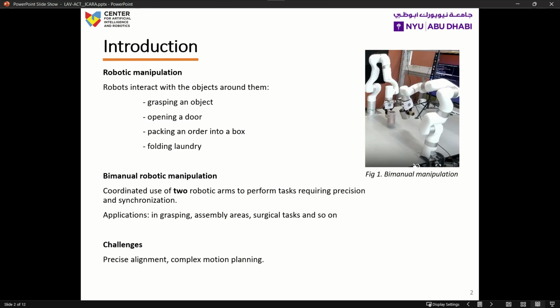But bimanual manipulation presents significant challenges as it requires precise alignment of both arms, sophisticated motion planning, and a deep understanding of the environment to ensure smooth execution. So these challenges basically motivate our work in improving robotic action prediction.